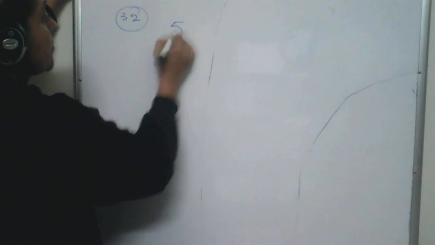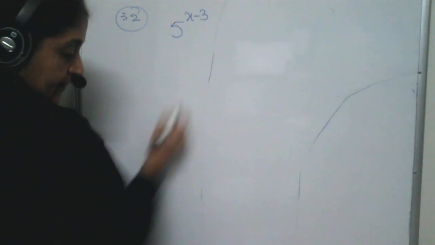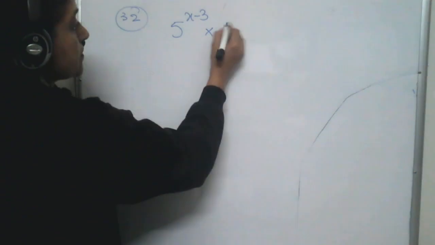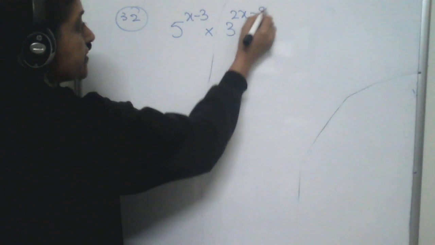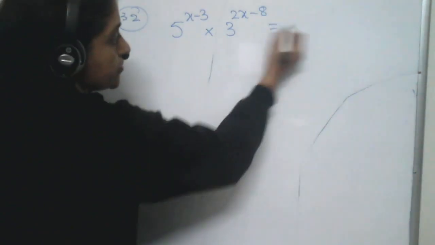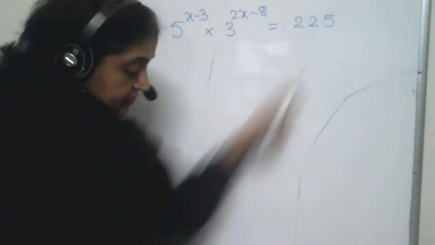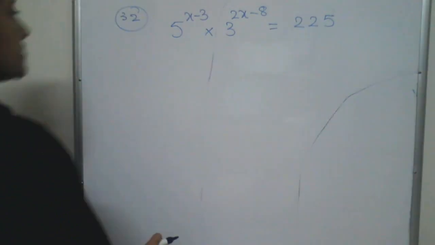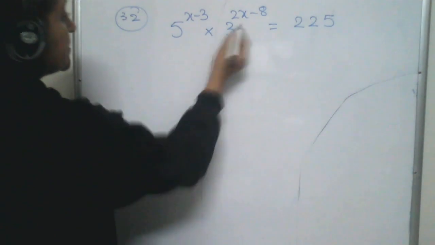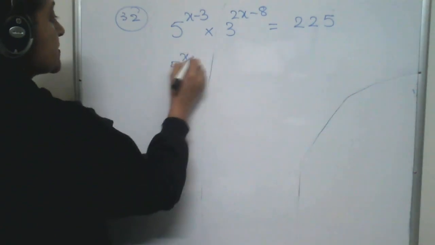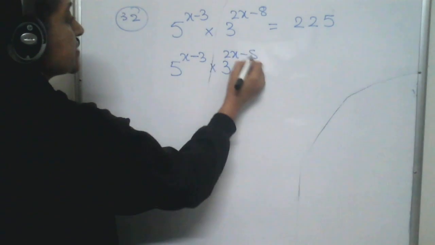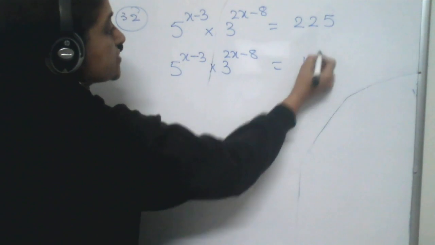32. Now the question is 5 to the power x minus 3 into 3 to the power 2x minus 8 is equal to 225. Well, you know 225 is a square of 15. We'll come to that. Let this left hand side be as it is: 5 to the power x minus 3 into 3 to the power 2x minus 8 is equal to 15 square.